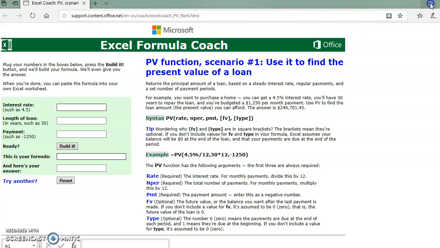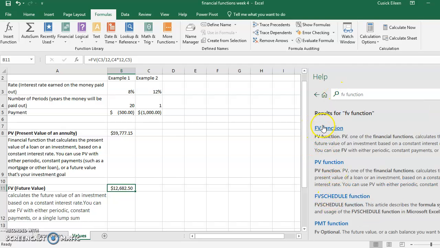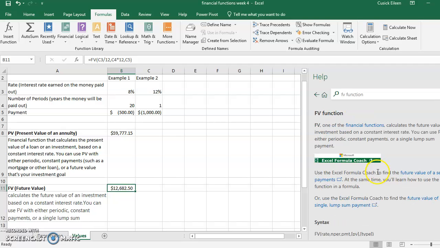Let's see, I think I'll just leave that one as it is right now, and then we'll X out. You have a couple of options here, and if I do the future value, the FV function, and go into my future value function, again, not all of the formulas or functions have formula coaches, but a good number of them do. So it's yet another way to assist you in creating formulas.